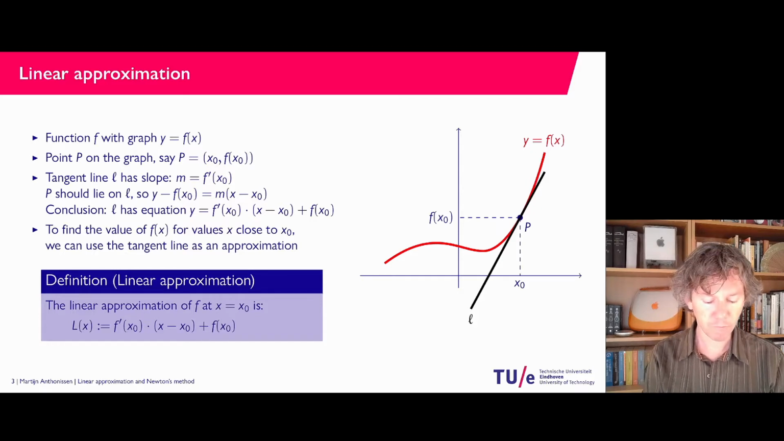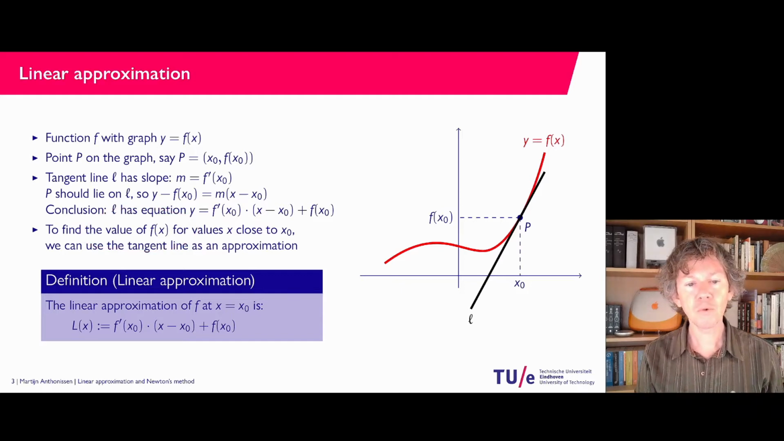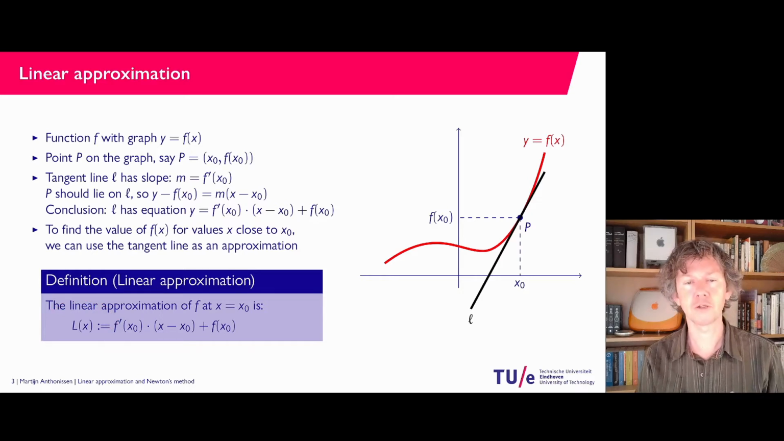And if we want to find values of f, and it's complicated to compute f of x, then we can use this tangent line as an approximation. So here I called that line capital L of x for linear approximation, and this is just the formula of the tangent line as we have just seen. So how can we use that? Let's look at two examples.